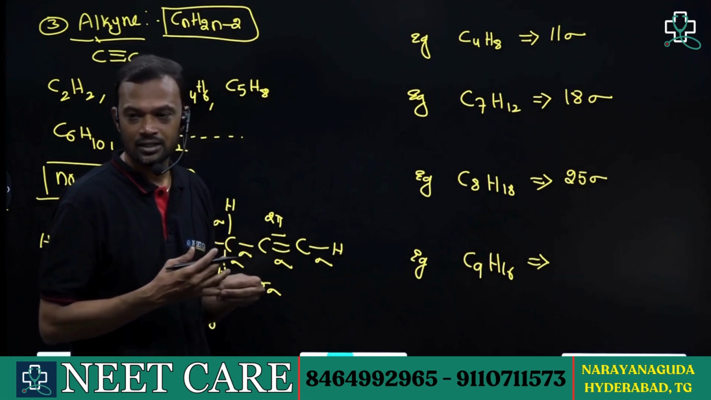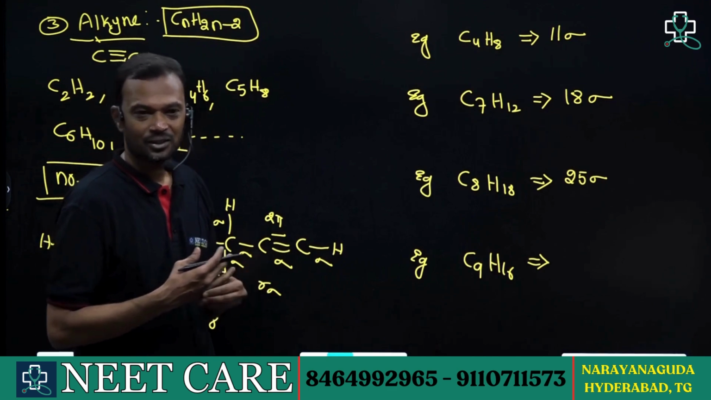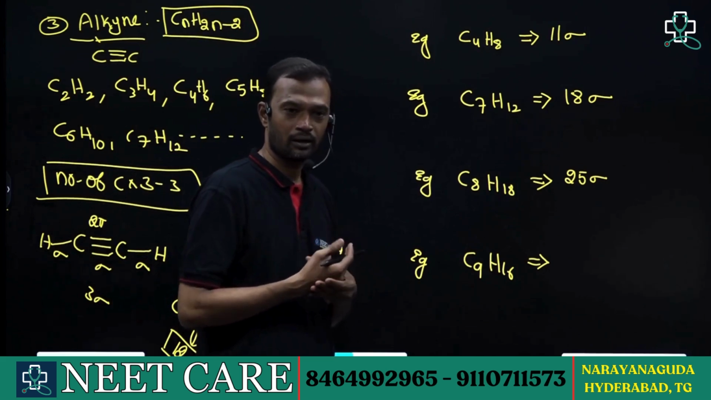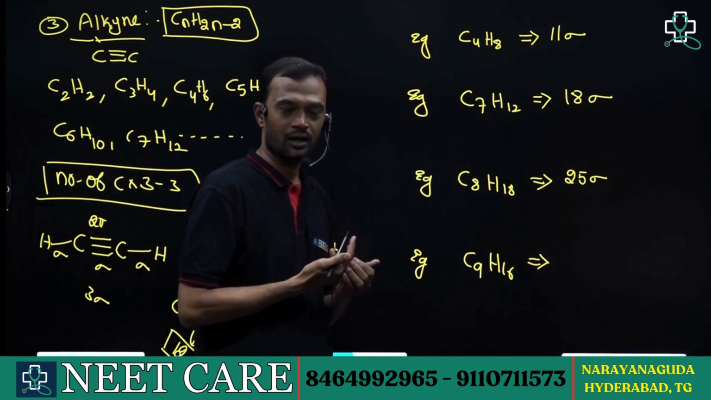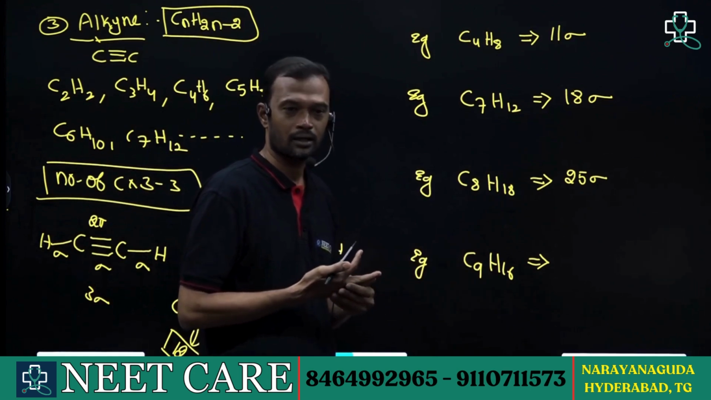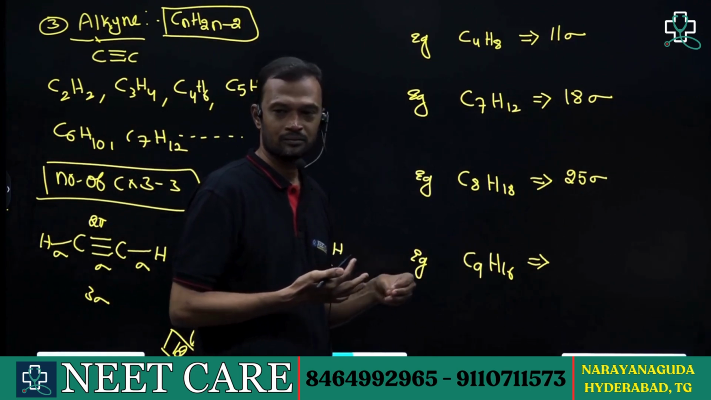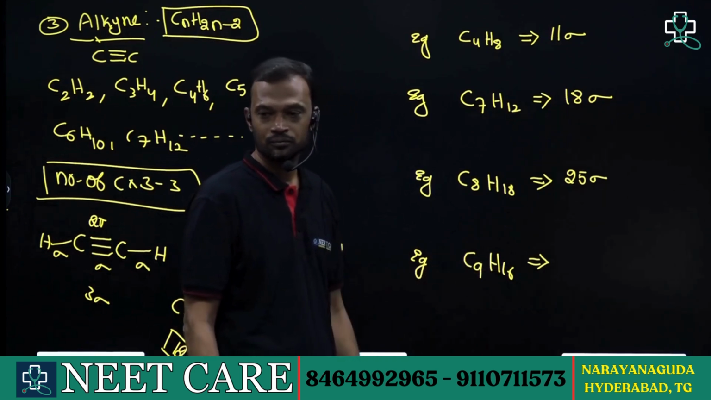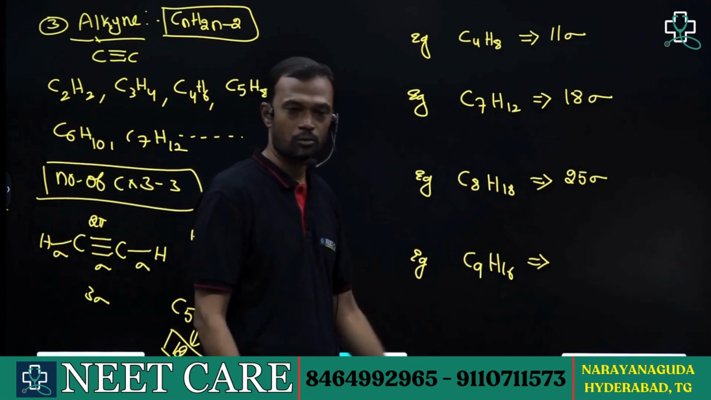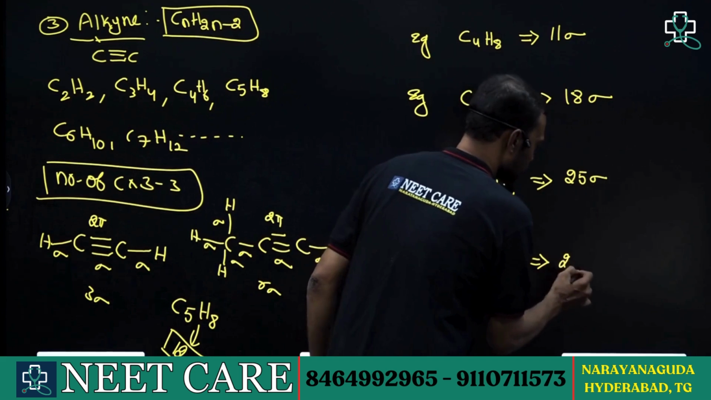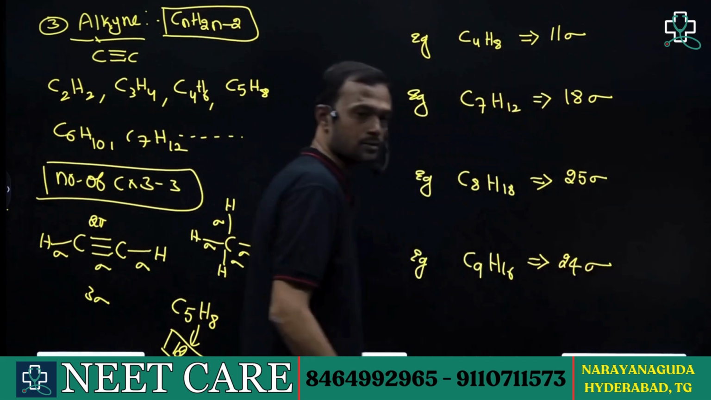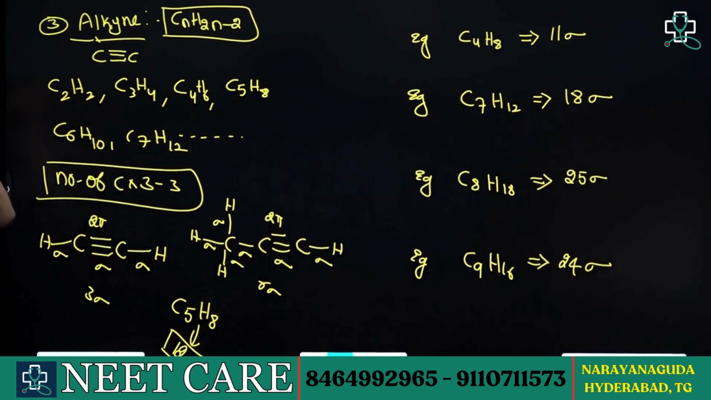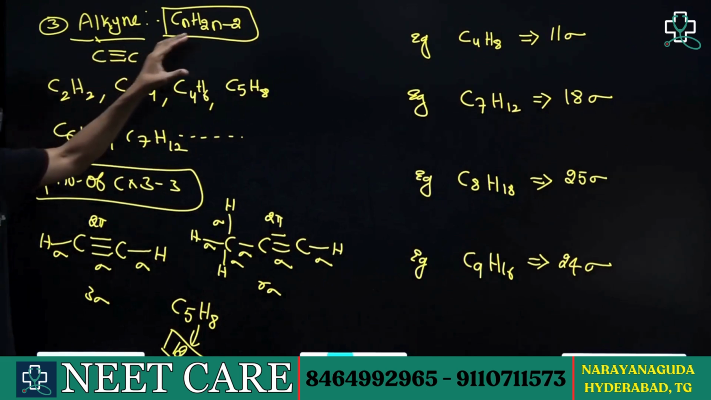9 3s. Do you know the 9 table? I'm not asking the 10 table, I'm asking the 9 table. 9 3s are 27. 27 minus 3, how much? Is it 24 sigmas or not? Yes. Clear? Take it. So like that they will give one formula.